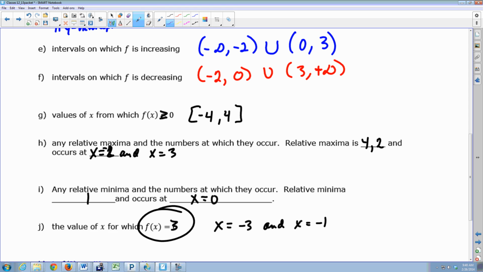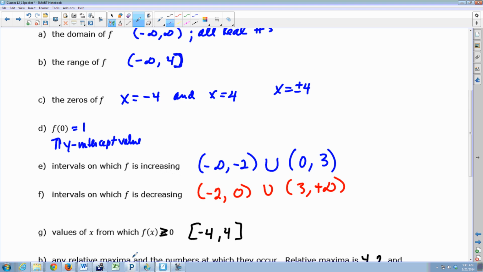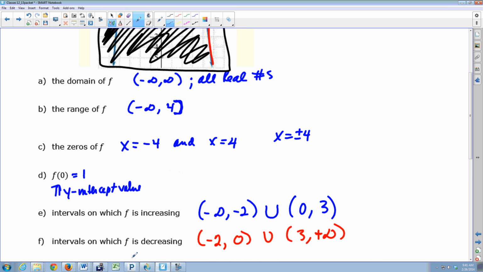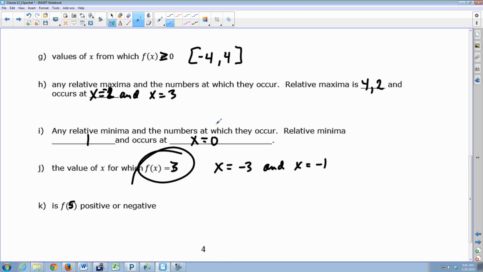Again, remember, when you're doing that, it's like solving an equation. You want to put in x equals. And then what's your last one here say? F of 5. I don't know why mine is different than yours. Okay. Is f of 5 positive or negative? So you go to the input value of 5. You come straight down until you hit your graph. And is that below or above the x-axis? It's below. So your value of f of 5 is negative. Any questions on that?